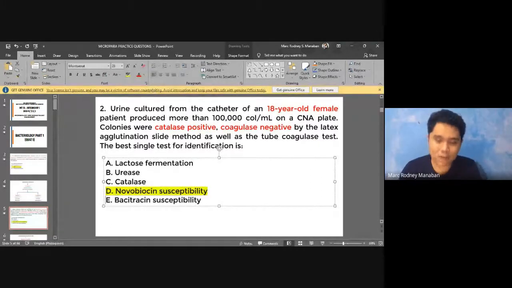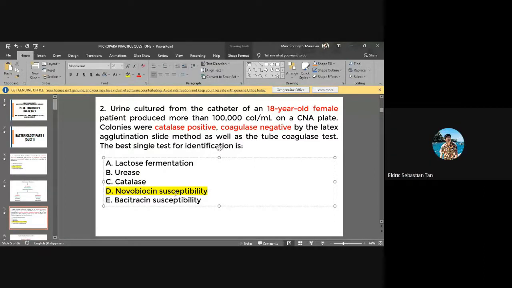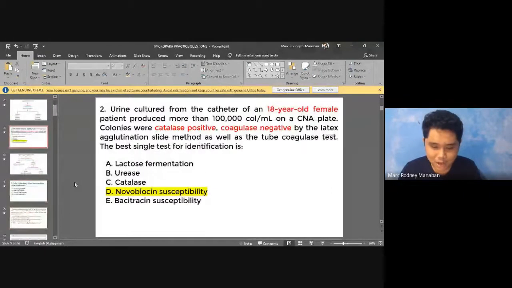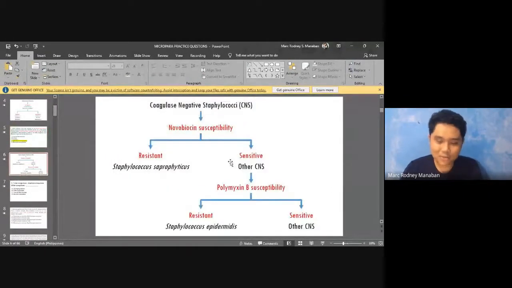Novobiocin susceptibility. For the expected results: resistant is S. saprophyticus. Don't forget that. Again, here is the flowchart. With novobiocin susceptibility, resistant is S. saprophyticus. If susceptible, it's the rest, and you can subject it to another susceptibility test, polymyxin B. If resistant, that is Staph epidermidis. But take note, novobiocin is for Staph saprophyticus. If the question says sexually active female with UTI, don't think twice, that is really Staph saprophyticus.